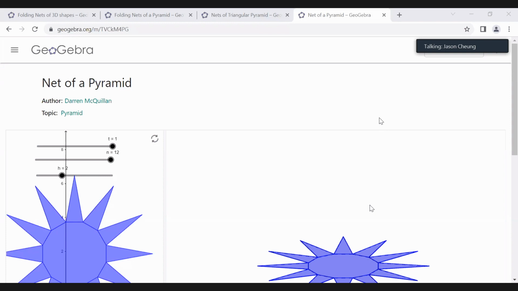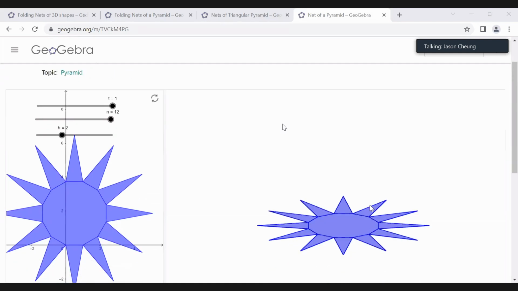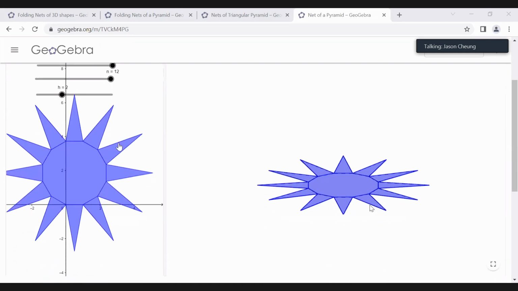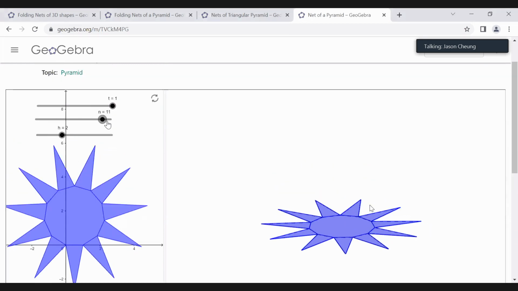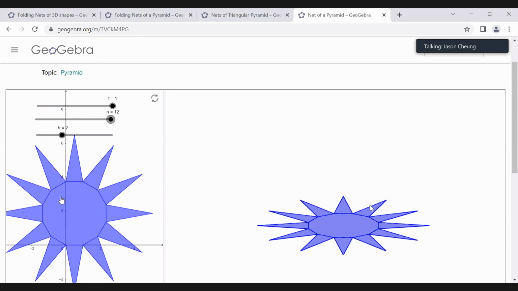All right. So here, you can see that this is the QR code. This is what you can see in the QR code. But you can see that, oh my God, there is a sun here, right? But actually, you can try to slide this bar. You can see n equals something. So n equals 12, which means that here is a 12-sided polygon.